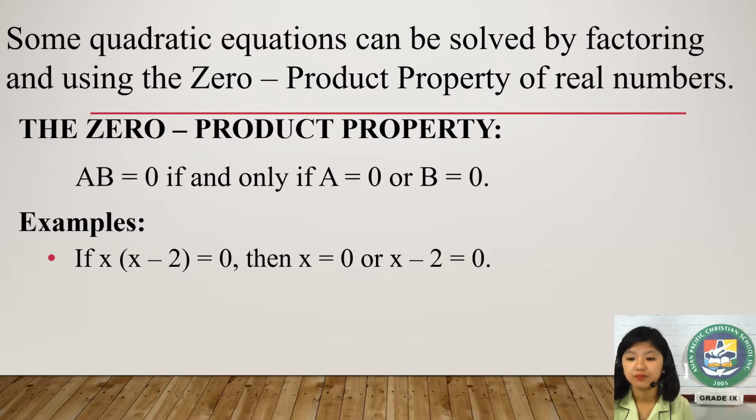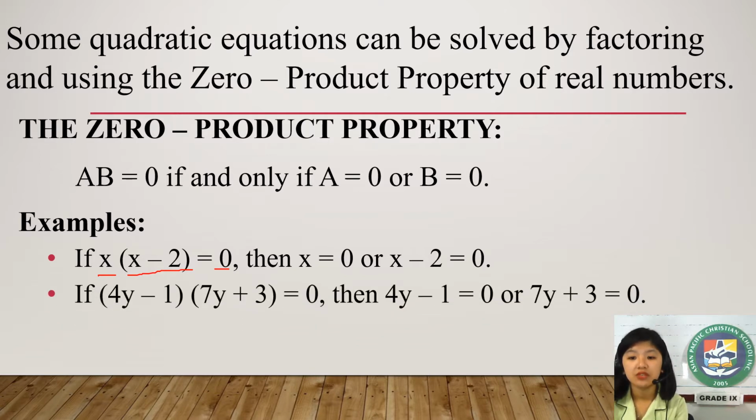So, paano nangyari yon? Itong first term na x, equate natin siya sa 0. That's why it's x equals 0. Then, yung second term, we have x minus 2, equate again sa 0. So, we have x minus 2 equals 0. And next, we have if 4y minus 1 times 7y plus 3 is equal to 0, ganun din ang gagawin natin. Equate natin siya sa 0. So, 4y minus 1 equals 0. Then, 7y plus 3 equals 0. That's why ito yung mga in-equate natin sa 0.